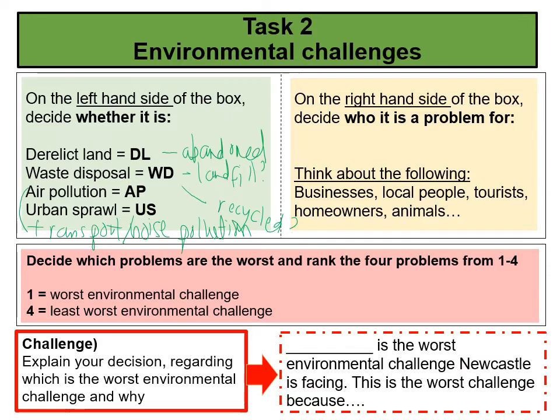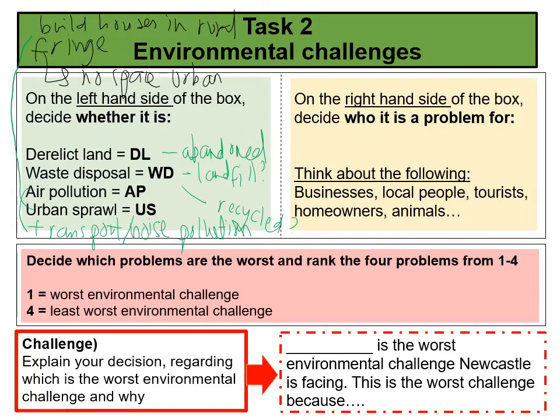And then urban sprawl we've already looked at. It's when there's an increase in the urban areas. So they start to build houses in the rural fringe or the urban fringe because there's no space left in the urban areas.